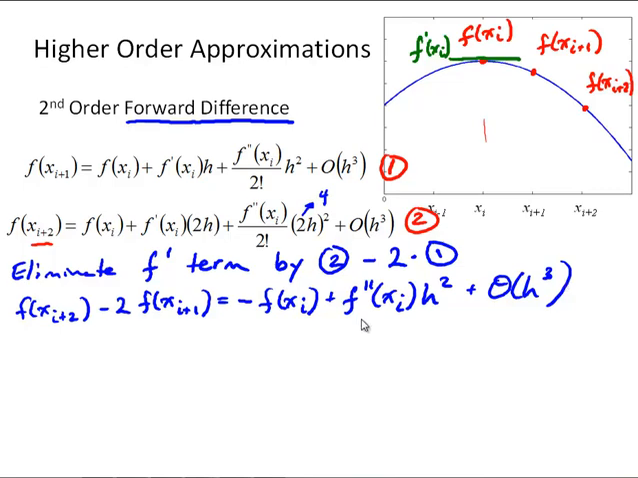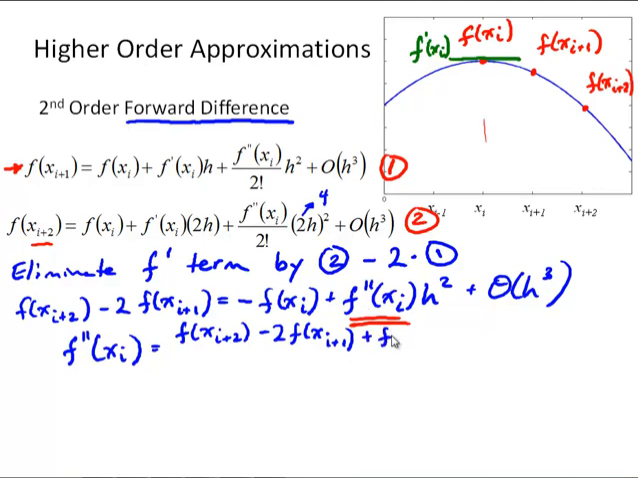And what I'm going to do with this term is solve now for f double prime, and we'll plug that back into our first term and solve for f prime. So if we solve that for f double prime, we get the second derivative at xi is equal to f of xi plus 2 minus 2 f of xi plus 1 plus f of xi, all divided by h squared, plus terms of order h, because now we've divided through by h squared, so that drops the h cubed down to an h.